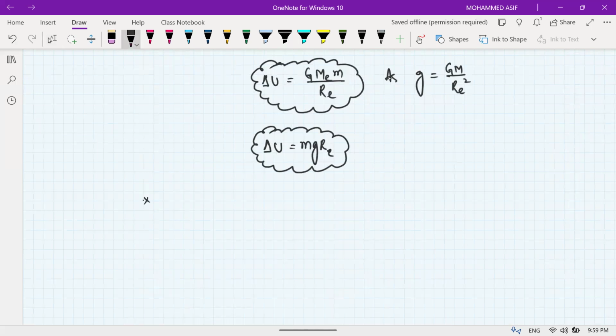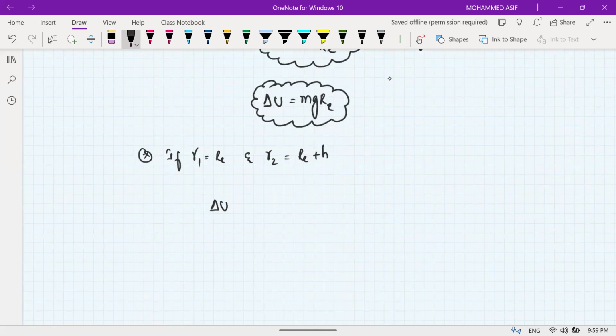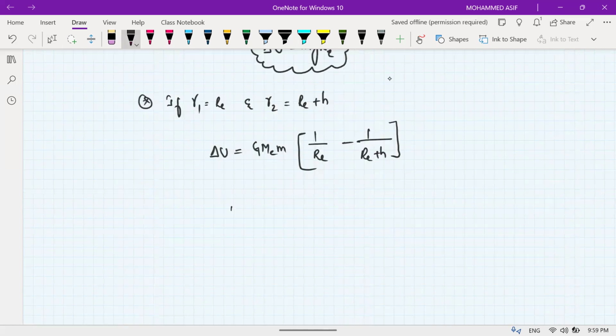Now see here, in this case again, if R1 is equal to radius of earth and R2 is equal to a certain height, RE plus h, then how much will the potential energy be? Delta U is equal to capital G, mass of earth, into small m, into 1 by radius of earth minus 1 by R2, that is RE plus h. If we simplify this, we get the formula delta U is equal to mg into h into R divided by R plus h. Very famous and very important formula, isn't it?